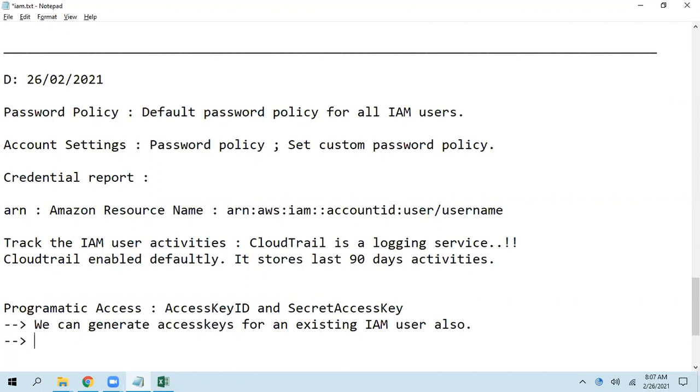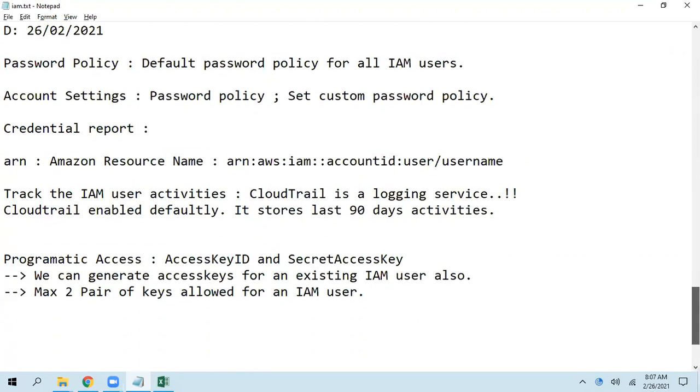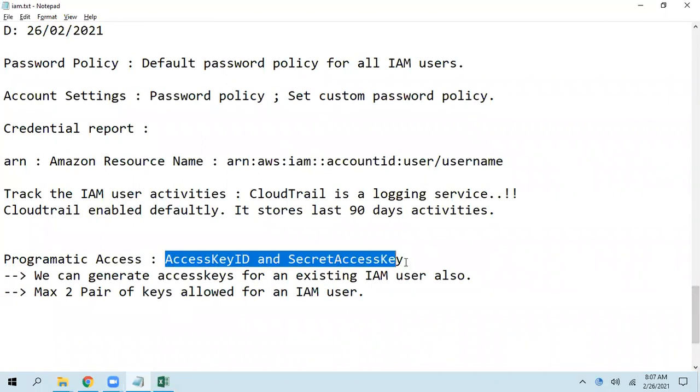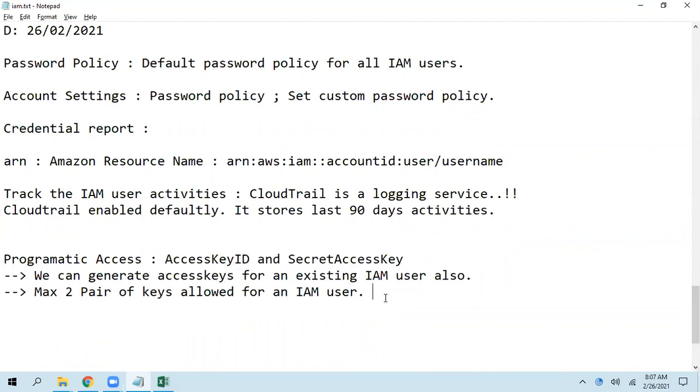And another important thing: a maximum of 2 pairs of keys are allowed for an IAM user. So for an IAM user, we can generate 2 access keys only. Access keys are nothing but the access key ID and secret access key. And these are not a username and password.